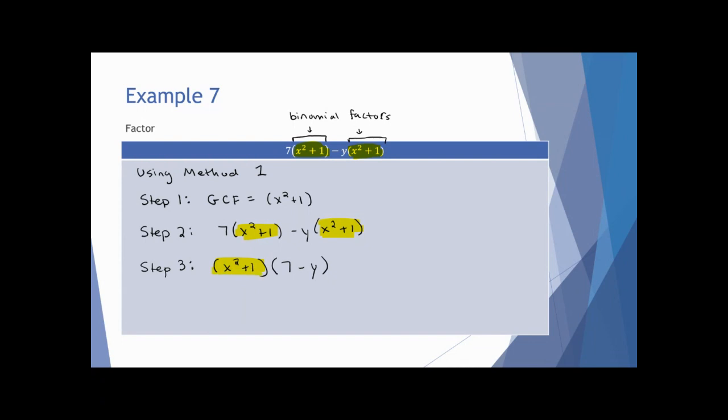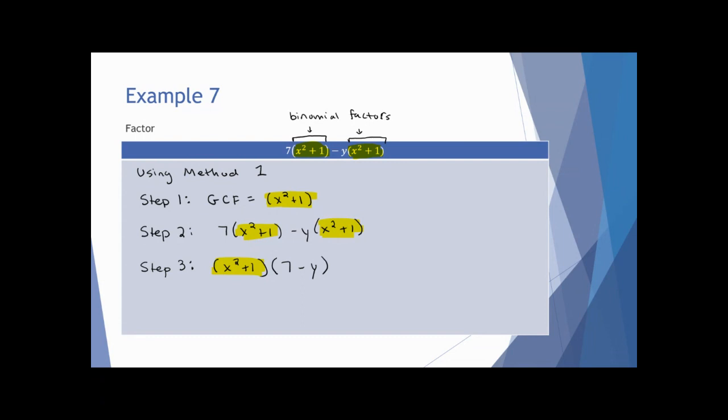So if I keep highlighting all our GCFs here, I've got that x squared plus 1. So I basically pulled it out in front, and then I removed the x squared plus 1, and what was left over ends up in the set of parentheses in the back. So you end up having 7 minus y.